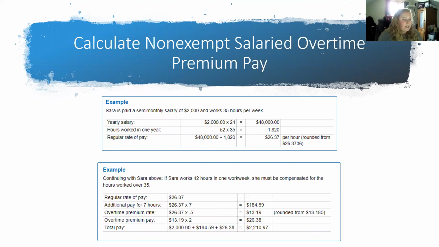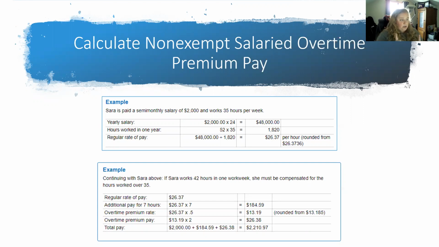So although she gets paid an extra $184.59 for those 7 extra hours that she worked, she only gets the overtime premium on 2 of those 7 hours. So her total amount for the semi-monthly period is going to be $2,000 plus the $184.59, which was her regular rate of pay times the 7 extra hours she worked, plus she gets $26.38 in overtime premium, which was only on the 2 hours over 40.